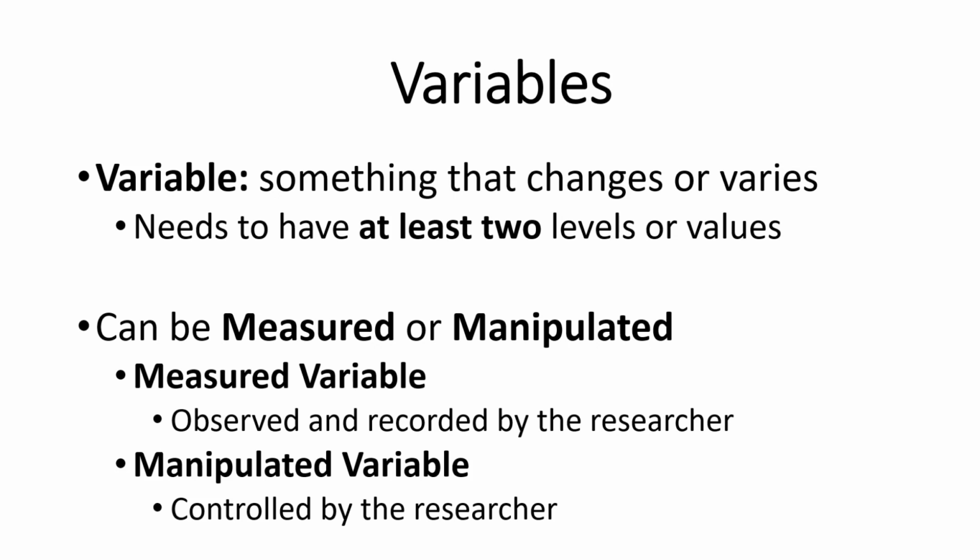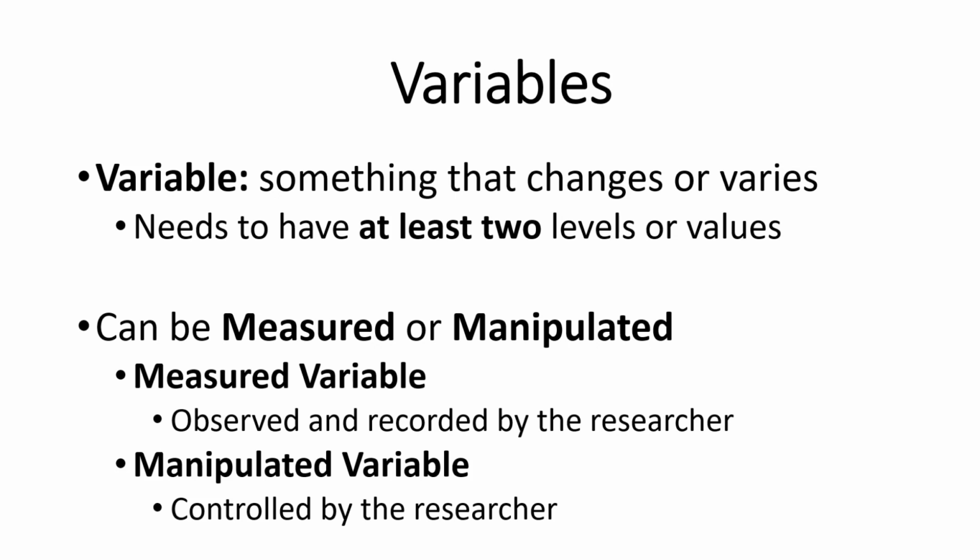Sex could be a variable where you can have male or female. Weight could be a variable and you have all of the options of weights that things could have. And for these variables, we can divide them into 2 broad categories. The first being measured, and the second being manipulated.